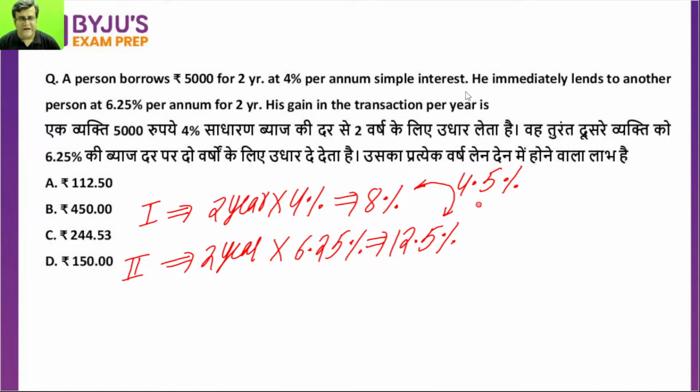So I am supposed to pay 8% interest, and I am supposed to get 12.5% interest. So how much is the gap? The gap is 4.5%. This is the profit I'm going to get in between this transaction. Is this point clear or not?